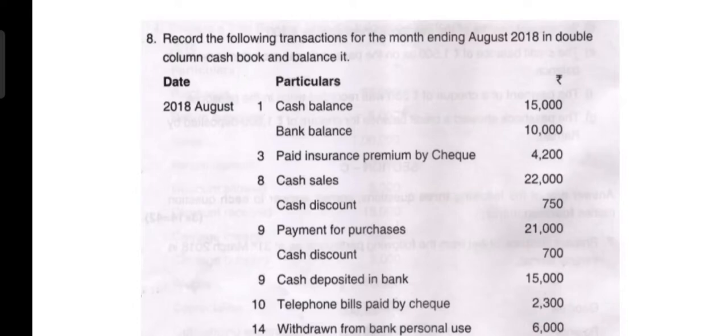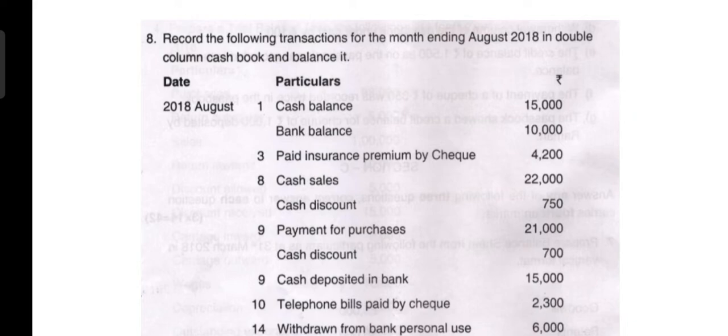Now let us see how to prepare two-column cash book. Two-column cash book means both the sides of cash book, receipt side and payment side, we find two amount columns: one for discount allowed and cash column. Under payment side, one for discount received and amount column.